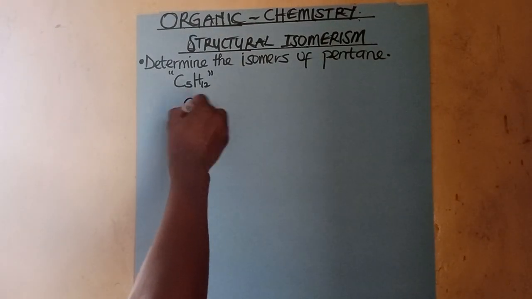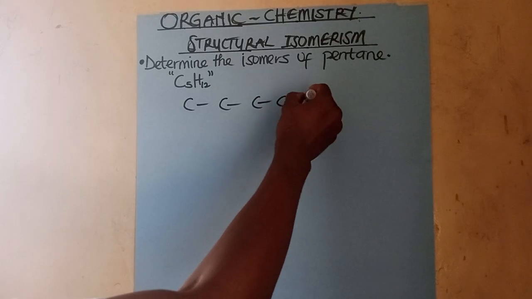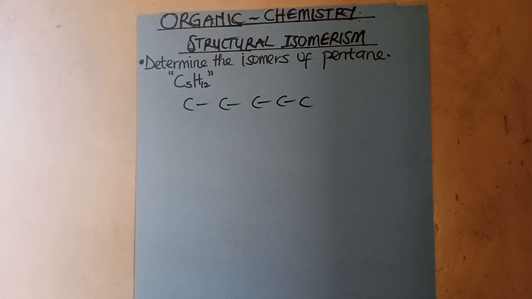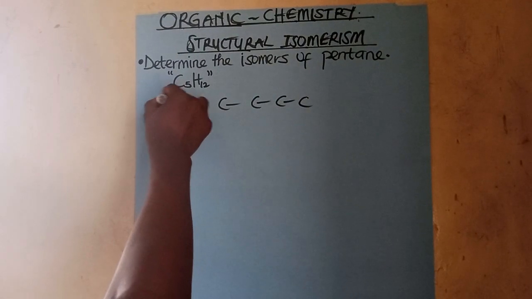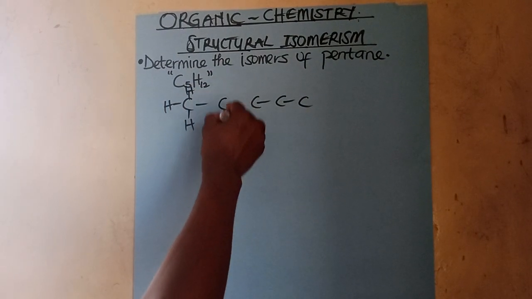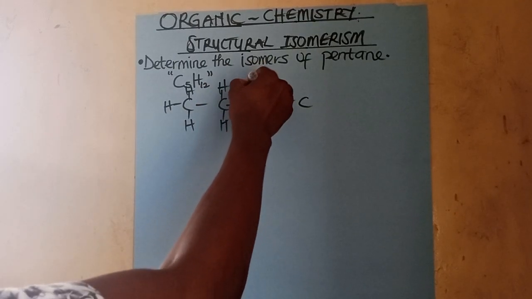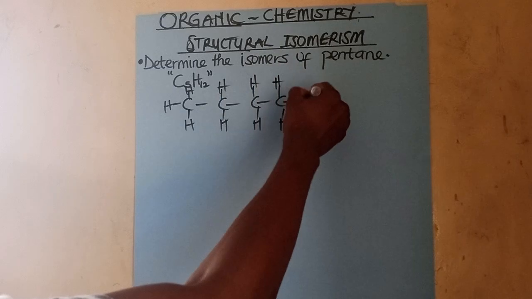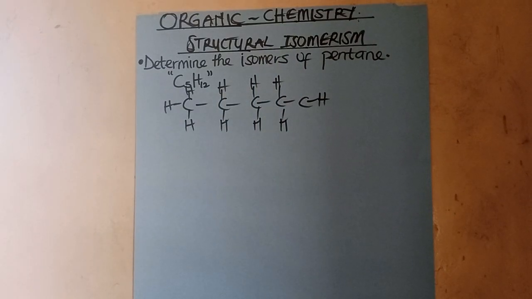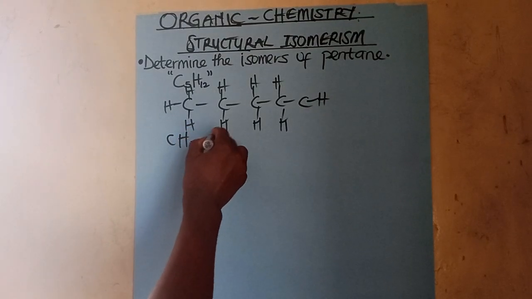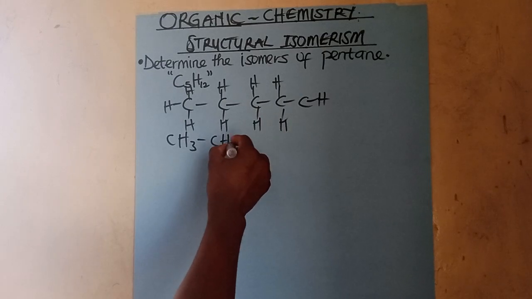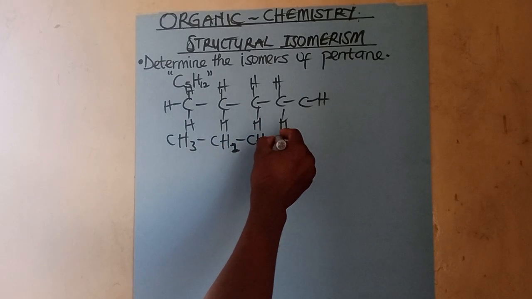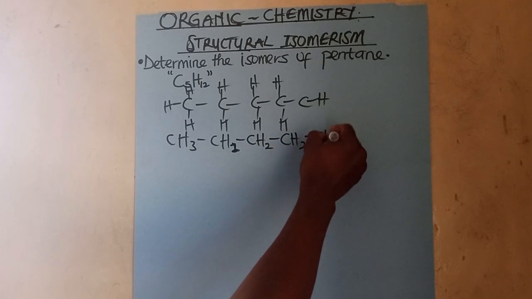So please take note of my words. The structure of pentane is C, C, C, C, C. Don't forget that pentane has 5 carbon atoms with what? 12 hydrogen atoms. So the picture or the structure of pentane goes thus. This is the structure of pentane, which I can still write as CH3, CH2, CH2, CH2, and CH3.